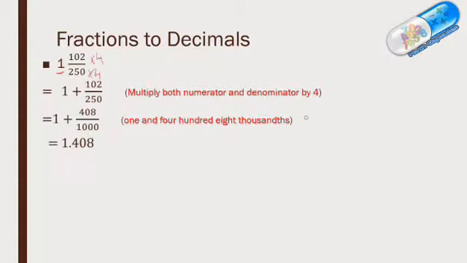If you don't understand this, what happened here is 1 plus 408 thousandths is written as 0.408. And if you add them together, you will get 1.408, which is the answer here.